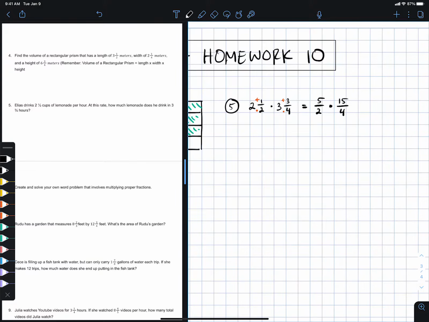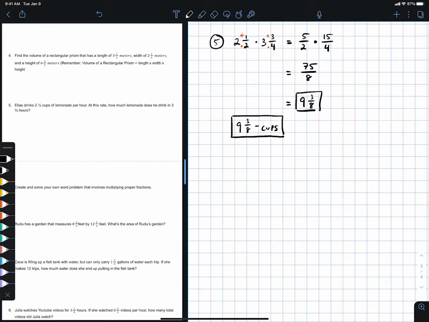Unfortunately, I don't think we can cross cancel. So 15 times 5 or 5 times 15 is 75. And then 2 times 4 is going to be 8. And I know 8 times 9 is 72 with 3 left over. So 9 3/8. So what are we measuring this in? This is 9 3/8 cups. That's cups of lemonade, right? So if you want to specify, go for it. But I think for right now, this should be detailed enough.